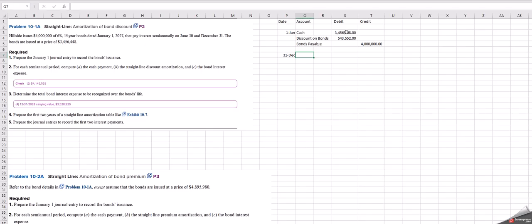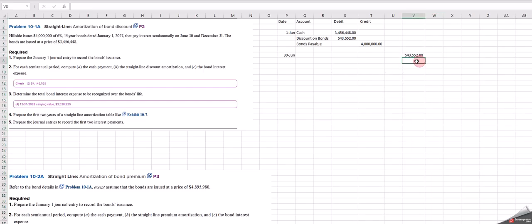Then when we get to the end of the semi-annual period, which I guess the first one's going to be June 30th, record the cash payment, the straight line discount amortization, and the bond interest expense. So if I come over here, the $453,552 is what I'm trying to amortize out. So they're 15-year bonds and they pay interest semi-annually. So that's going to be 30 interest payments. So that divided by 30 gives us how much we're going to amortize out of that discount.